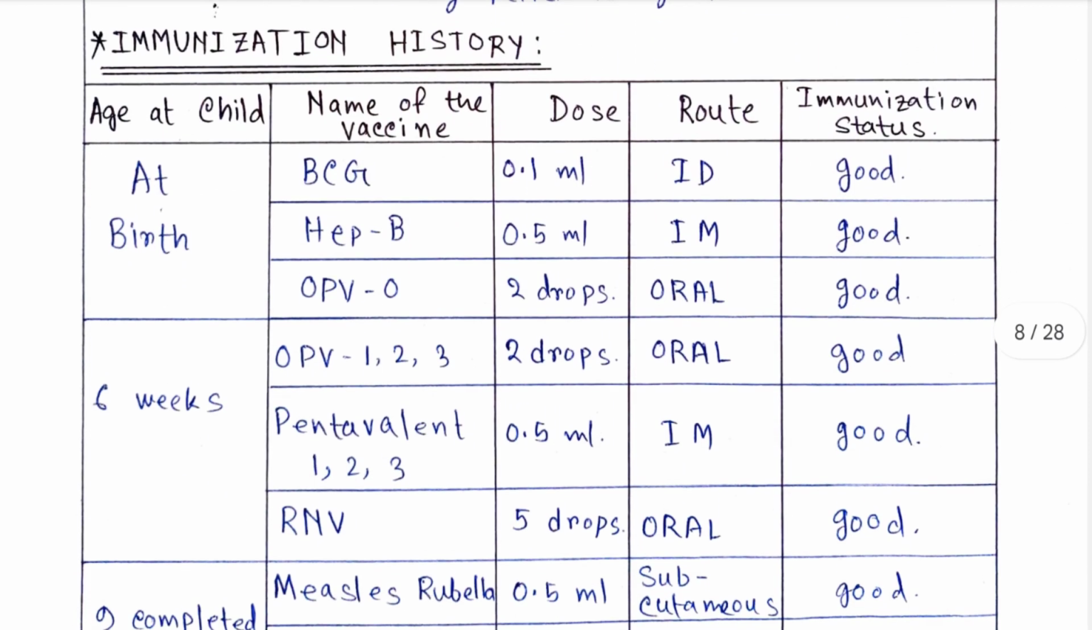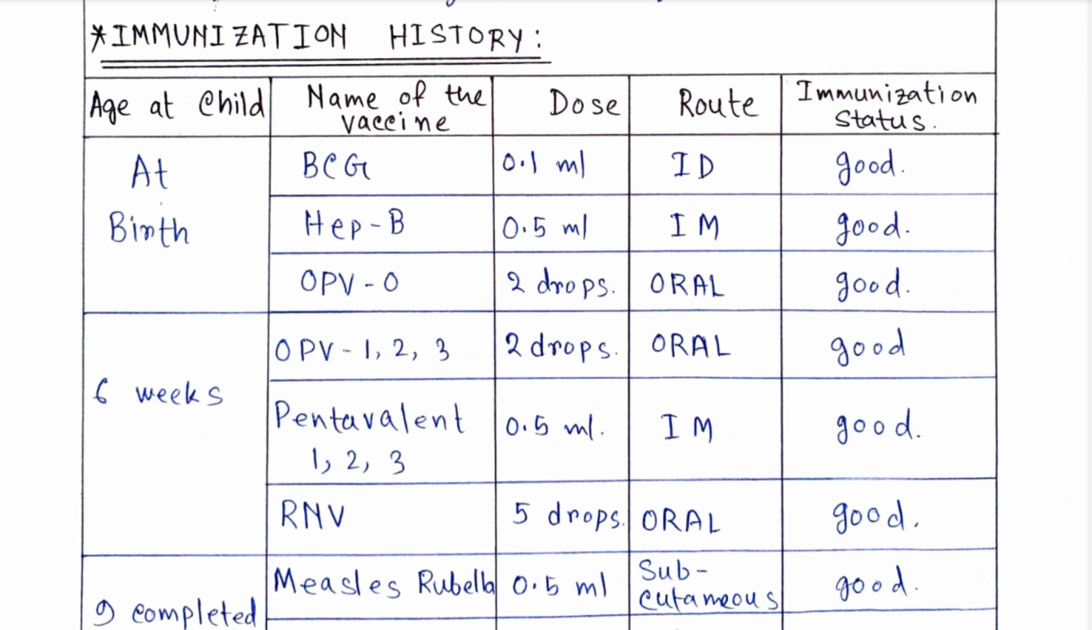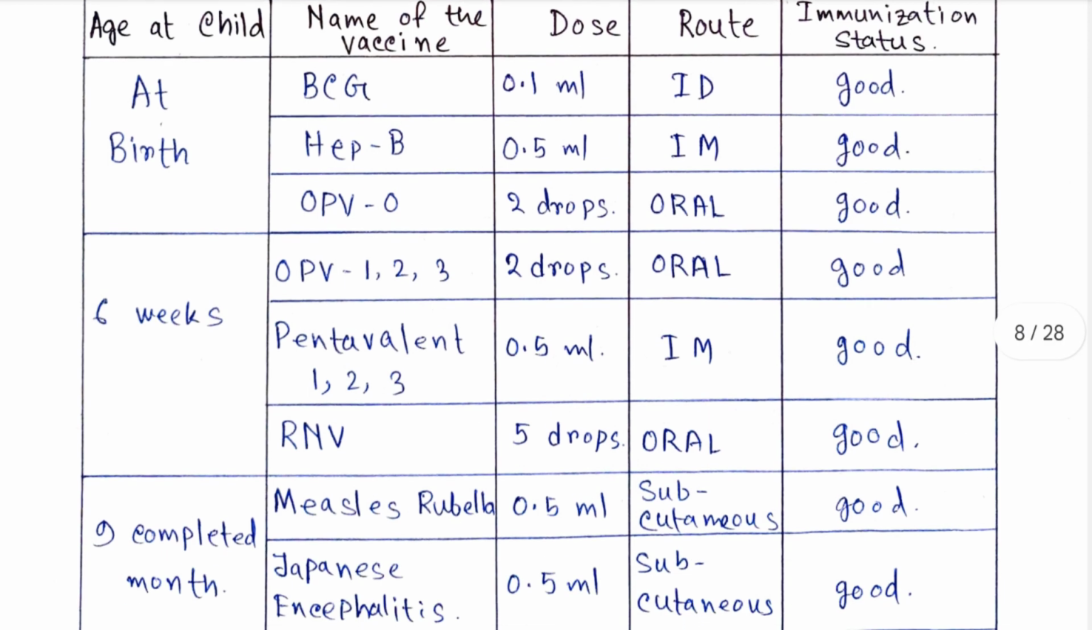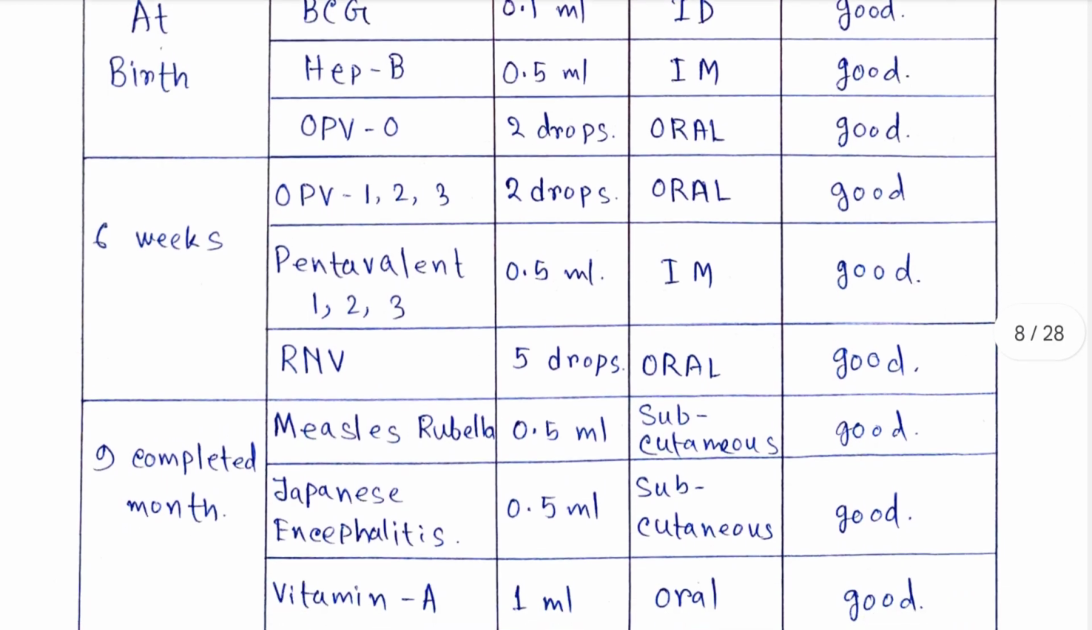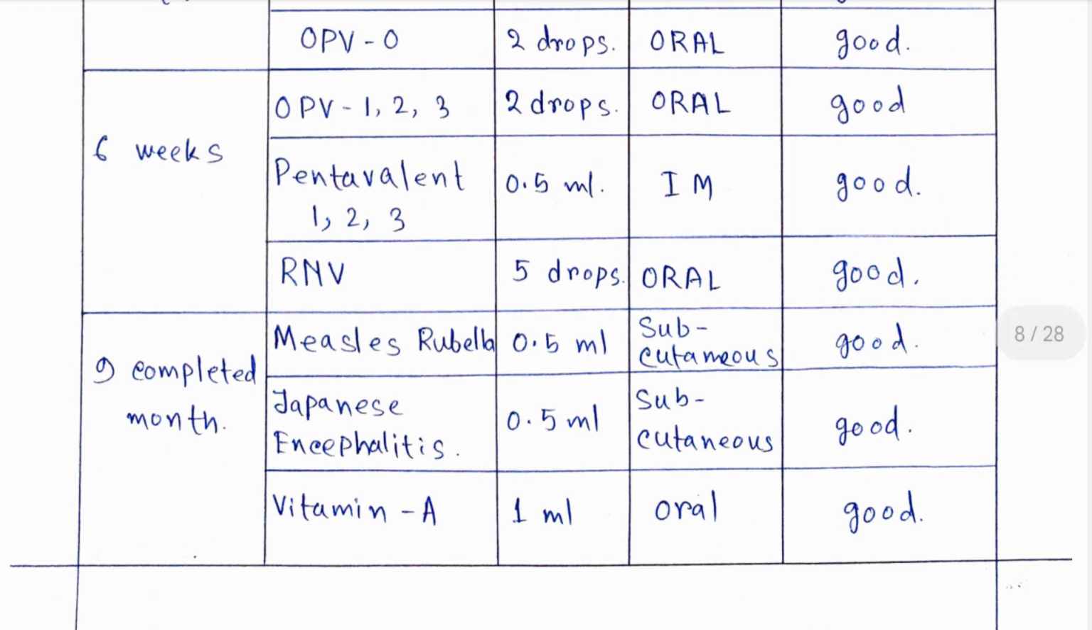Next is immunization schedule. At birth: BCG 0.1 ml, hepatitis B 0.5 ml, OPV 0 2 drops. At 6 weeks: OPV 1, 2, 3 2 drops, pentavalent 1, 2, 3 0.5 ml, then RVV 5 drops, measles rubella 0.5 ml under 9 months, Japanese encephalitis 0.5 ml, vitamin A 1 ml.